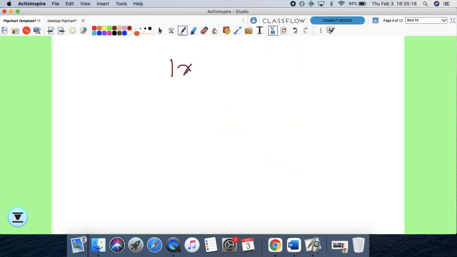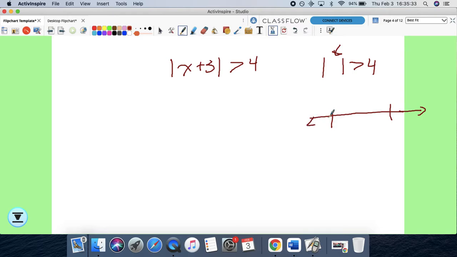Next one is absolute value of x plus 3 greater than 4. So again, I want you to ignore that for a second and just think about what values I can put in here to make that inequality true. Well, greater than 4, so we're looking for values greater than 4. We make that 4.1, 4.2, 5, 6, 7. So we go that way.